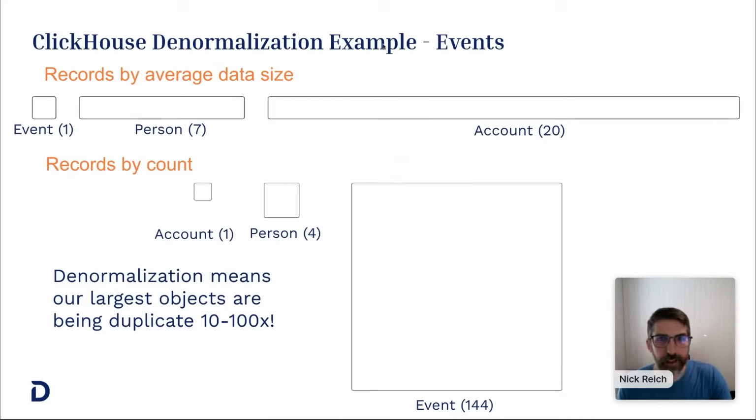So what made our data explode in size when we denormalized it? Let's take a look at some of our data. We have three main tables that are really the core of our data.